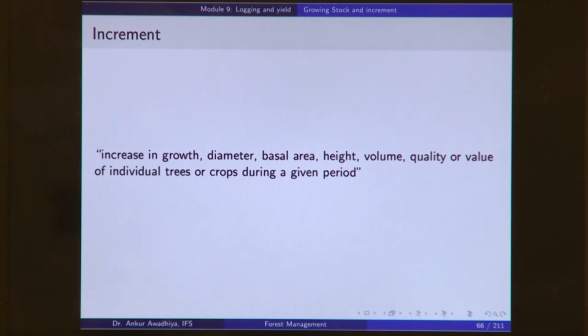So, when we say that a tree is putting up increment, we mean to say that it is increasing in volume, or in height, or in diameter, or in some other quality or value with time. So, these changes are known as increments, and we can measure increment in terms of a single tree or in terms of a forest stand.